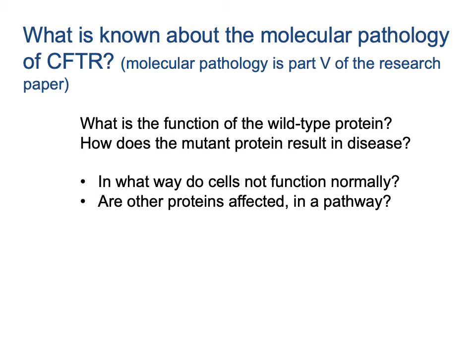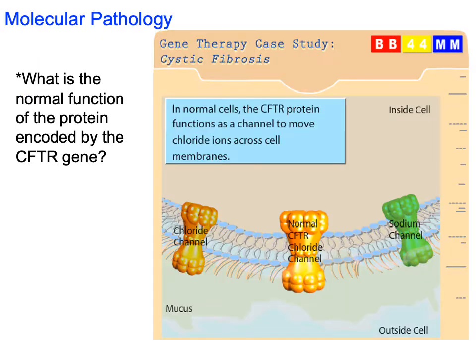Okay, so what's known about the molecular pathology of CFTR? What's the function of the wild-type protein, and how does the mutant protein result in disease? Basically, in what way are the cells not functioning normally? Are any other proteins affected? Is there any sort of pathway?